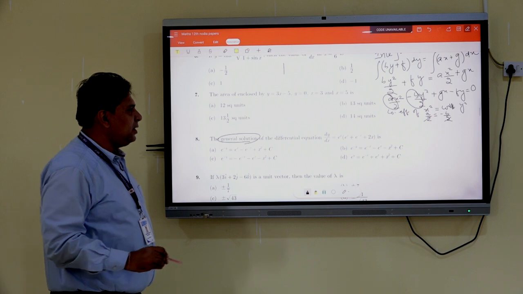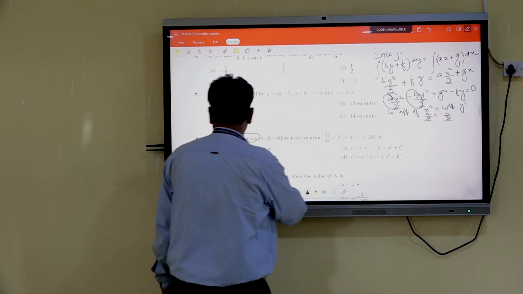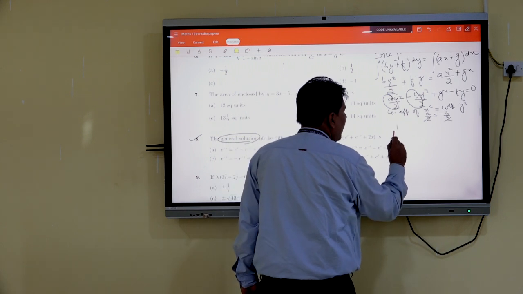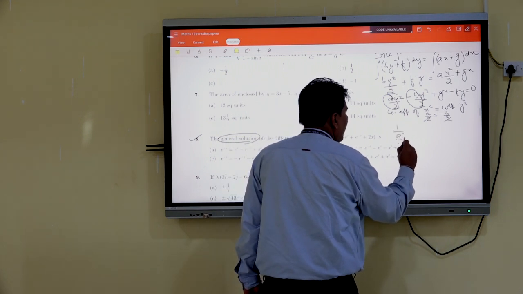This you can do very easily. See, same type of question I am doing, question number 8 first. Okay, so I can take e to the power y to this side. So 1 by e to the power y dy.